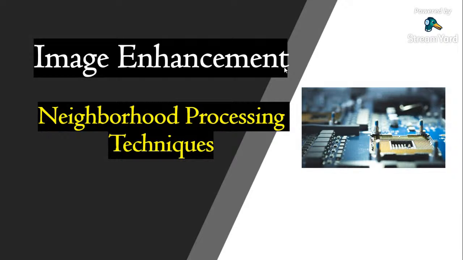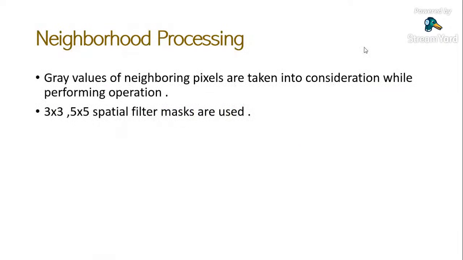So in the first two sessions, we have discussed image enhancement techniques where we have performed point processing on the pixels. Now in the next part, it is the neighborhood processing techniques, where if this is a pixel we have, then we will consider the neighbor pixels also, or the gray value of neighbor pixels also, for calculating the value of the pixel. So that is called neighborhood processing technique.